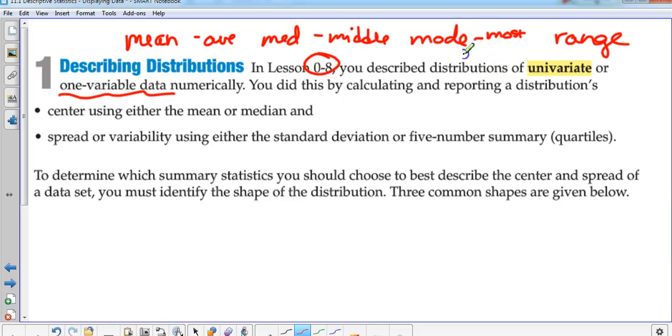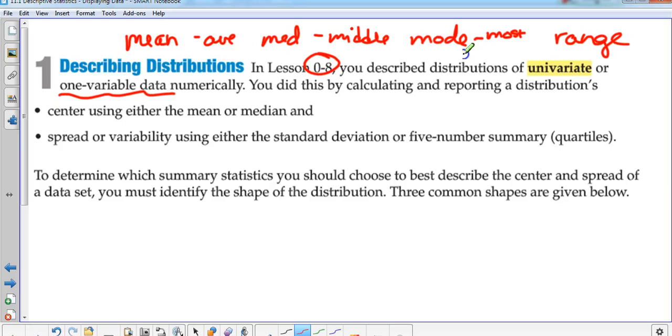So if the list was 1, 2, 3, 4, 5, there would be no mode. If the list was 1, 1, 2, 2, 3, 4, 5, then 1 and 2 would both be modes. If it was 1, 1, 1, 2, 3, 4, 5, then 1 would be the mode. We good? Range is just maximum minus minimum. Everybody okay with all those?